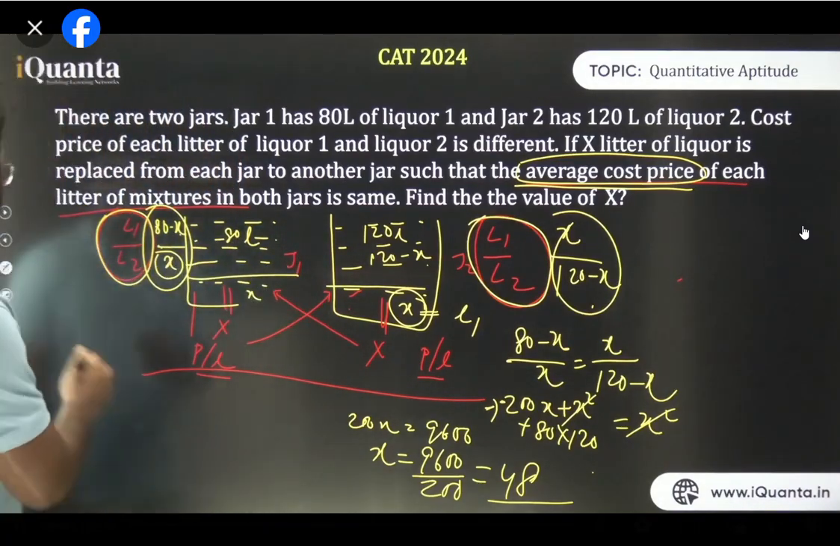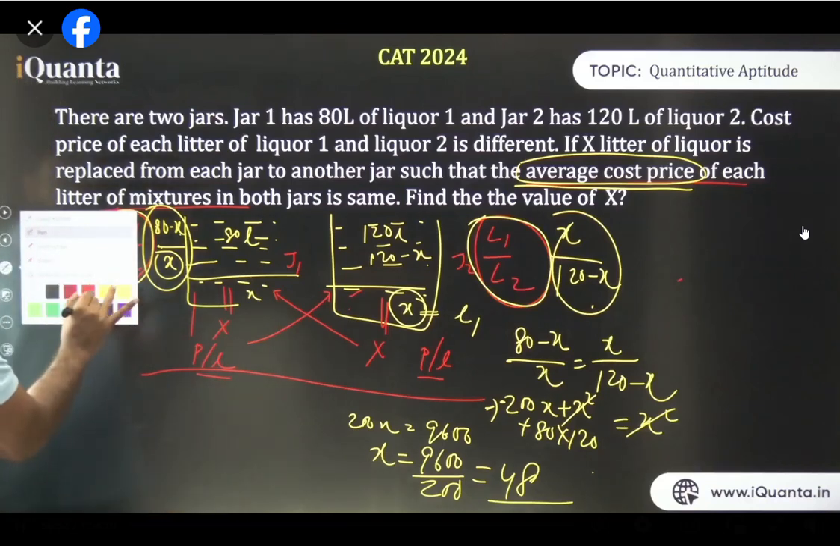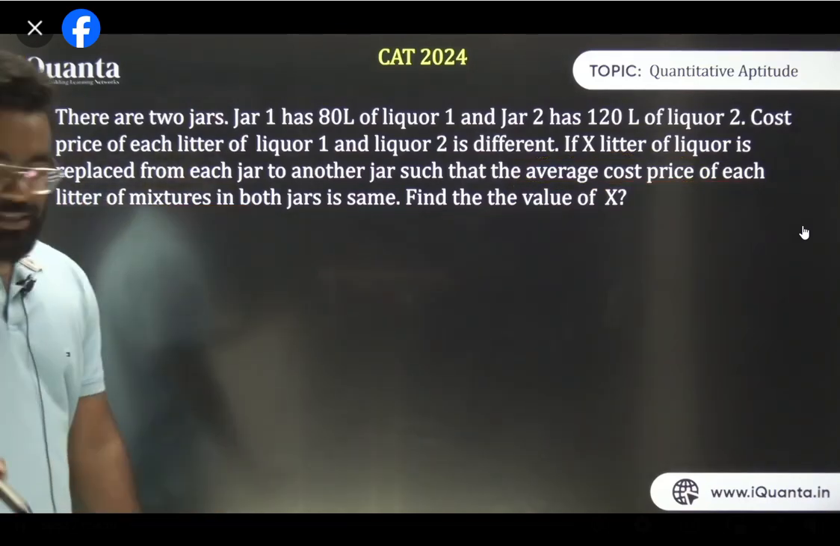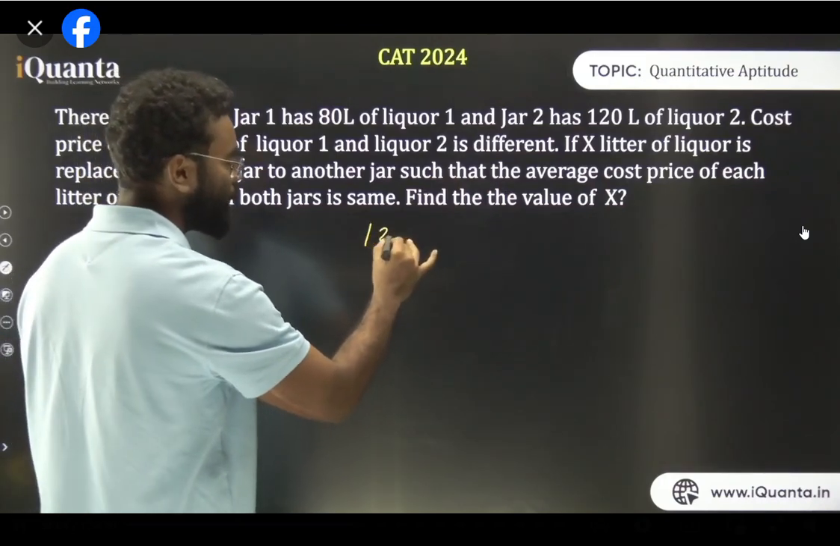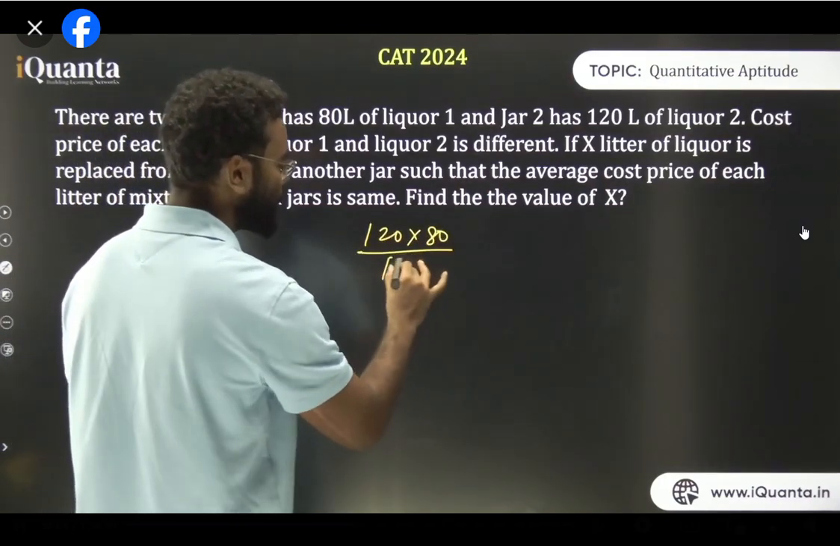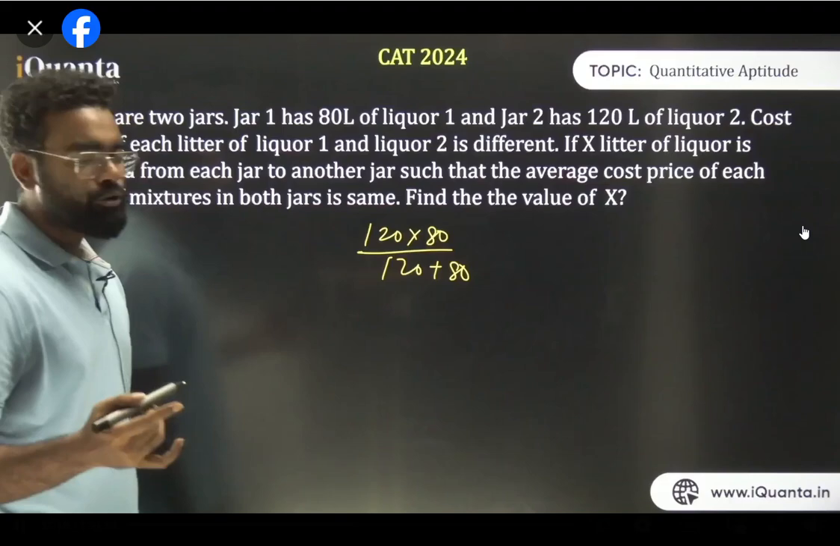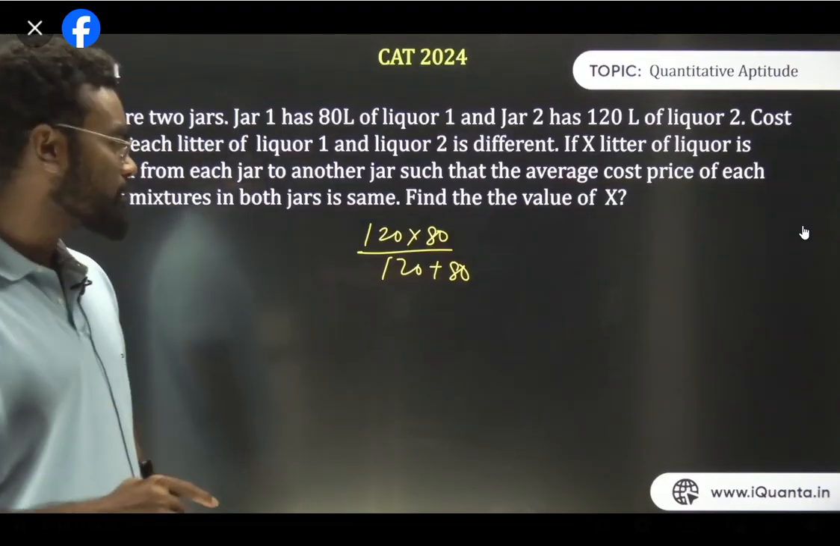So let's go for the shortcut, guys. Now the best part: what is the shortcut for this type of question? The shortcut is very simple. The volumes are 120 and 80, right? So your answer should have been 120 into 80 upon 120 plus 80. If the same amount of these things is mixed and taken back, this is your answer directly.